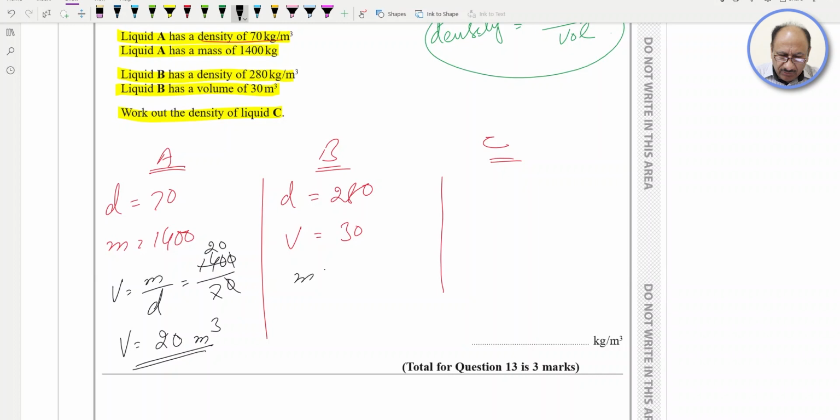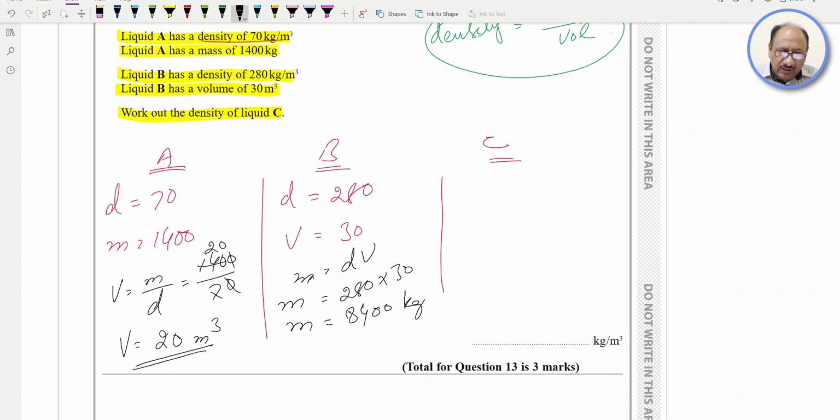So mass will be equal to density into volume. So we can write M will be equal to 280 into 30, and this will be equal to 8400, which will be the mass. This will be in kilograms. So mass will be this one.